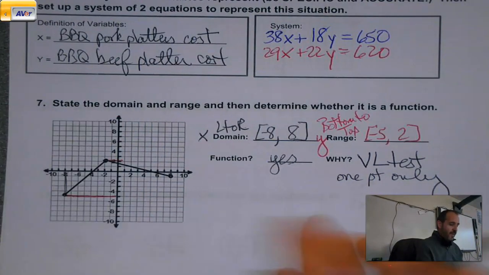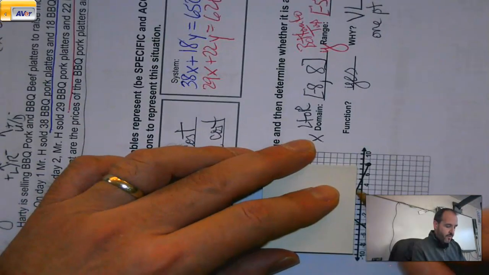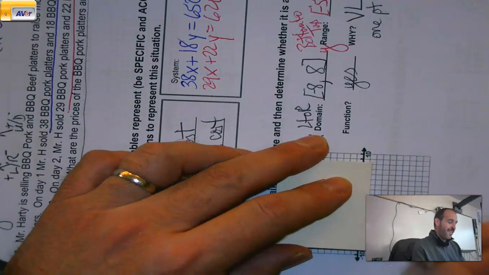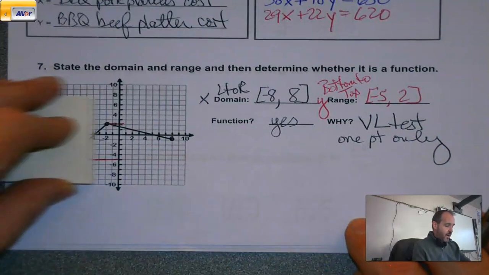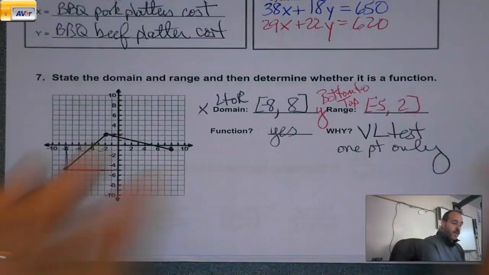Now, if my graph would have been, let's say, this way, and I'd have been going, oh, well, now it's going through more than one place when I have my vertical line, then it'd be no. But if it only goes through my vertical line at one point at any time all the way across, we're good.